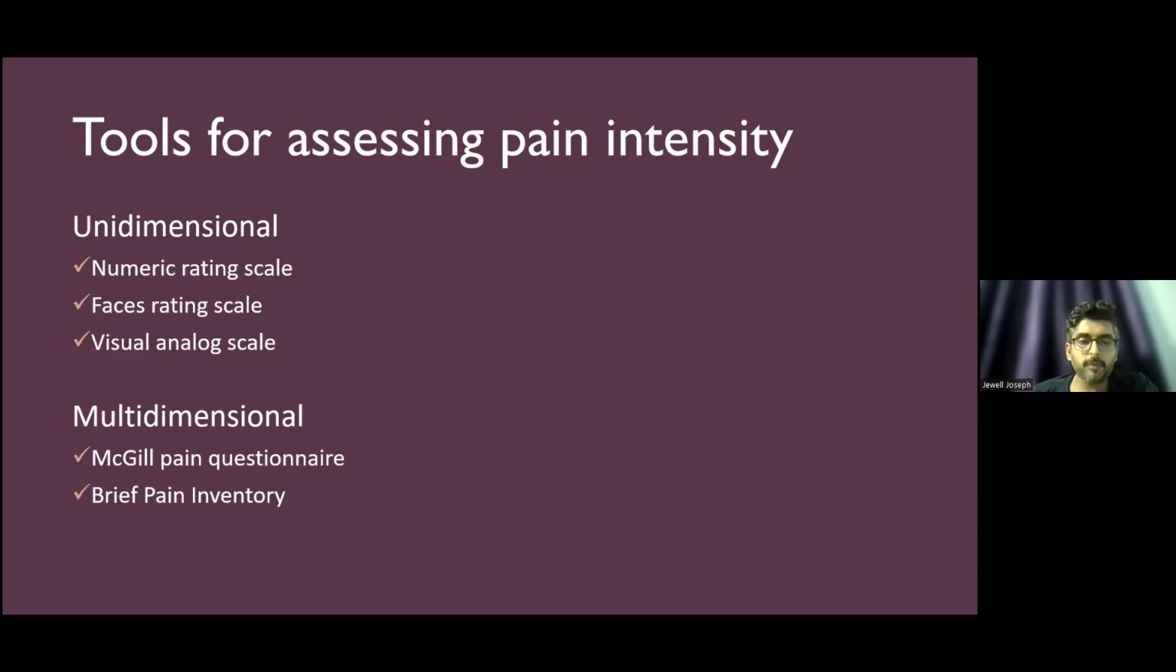So the examples would be numeric rating scale, faces rating scale, and visual analog scale. We'll come to each of them in detail later. The second group would be the multidimensional scales. Examples would be McGill pain questionnaire and brief pain inventory, where they actually branch out to various other dimensions of the pain also. For example, what type of pain exactly it is, how is it affecting the various activities, etc.